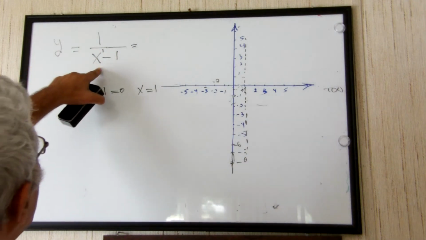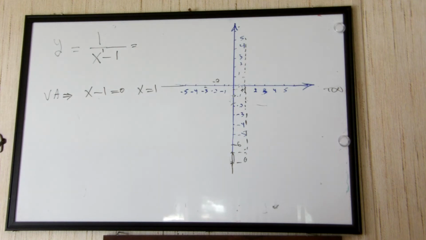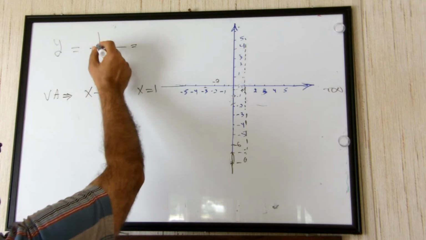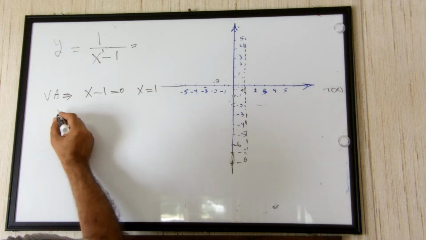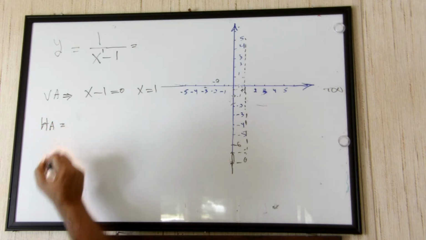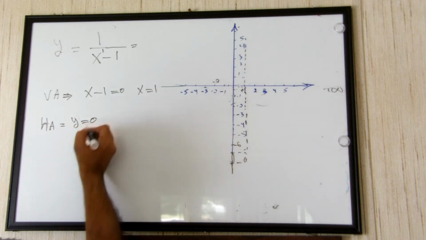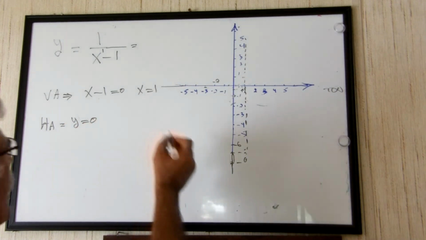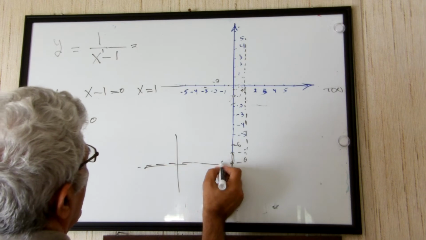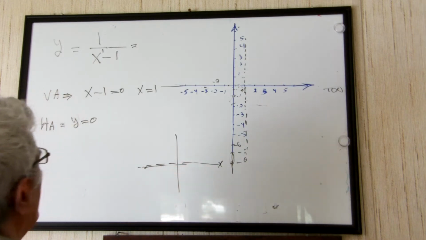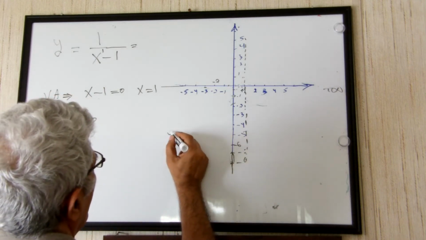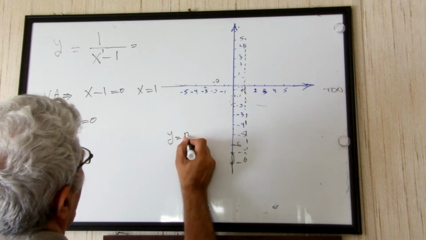So when you have something like this, where the degree of the numerator is less than the degree of the denominator, the horizontal asymptote is going to be equal to 0. Means here y is 0. You know, remember in a linear equation we say y is equal to mx plus c.